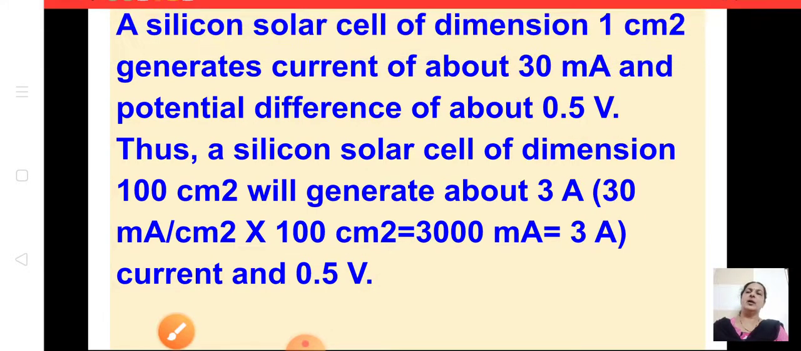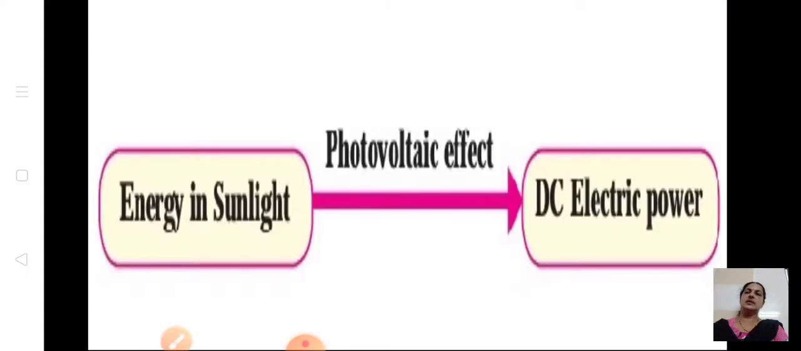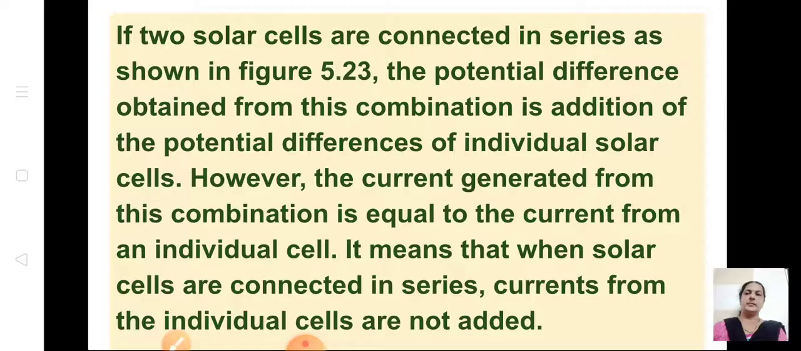Okay. Now we'll see how the figure is. The energy from sunlight, with the help of the photovoltaic cell, is converted directly into DC electric power, not the AC one. It is DC power. Okay. If two solar cells are connected in series, now we'll see, you have learnt in science about series and parallel, isn't it?